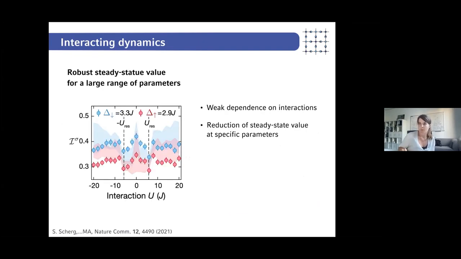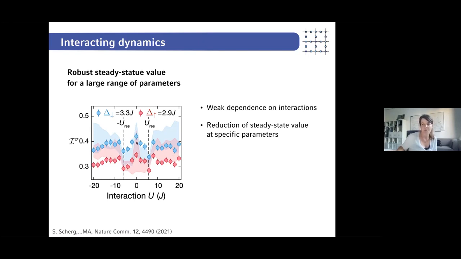And of course, since we have this tunability of the Feshbach resonance in our experiment, we explored a large range of parameters. We scanned the value of the tilt and the value of the interaction energy. I don't show all of the experimental results here, but here's a cut of this 2D plot at a specific value of the tilt. It's relatively small, about 3 times larger than the tunnel coupling. We scan the interaction energy from minus 20 to plus 20 J. And this is again the steady state value, after a few hundred tunneling times. You see that there are no big features in this scan as a function of the interaction energy.